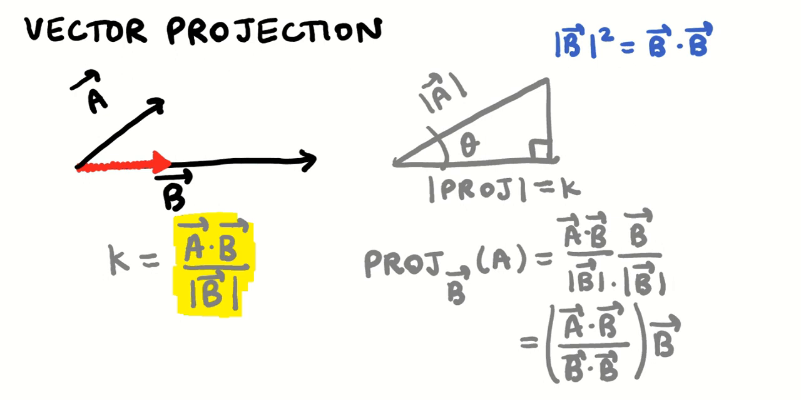I think it's important for me to point out that this thing here that I'm highlighting in gray is just a number, right? Because the dot product of 2 vectors is a scalar, and we're taking the ratio of 2 dot products. So that's the number that I'm going to be multiplying B by when I compute that projection. But what does projection have to do with finding an orthonormal basis?